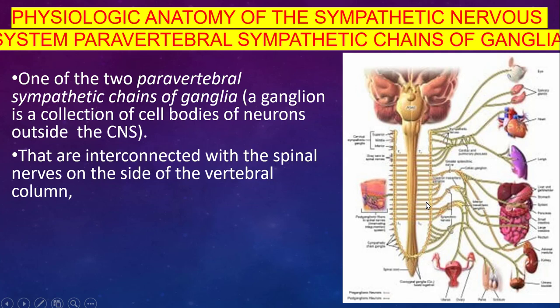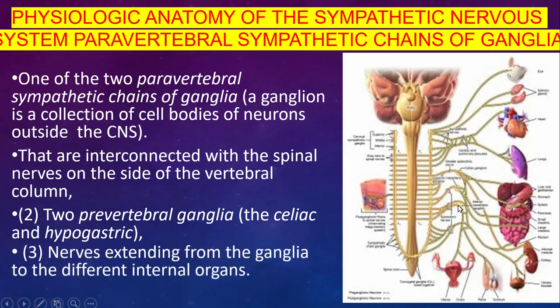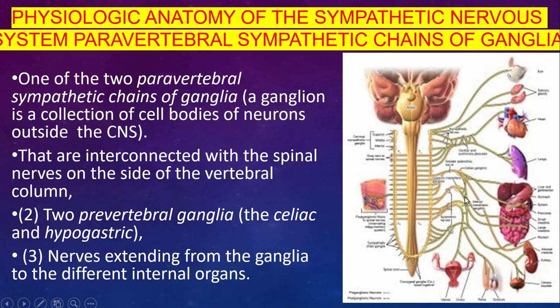The celiac and hypogastric ganglia are also part of the autonomic nervous system. One is the celiac and the other is the hypogastric ganglia. Neurons extend from the ganglia to different internal organs. Here in the autonomic nervous system, the preganglionic neuron ends in the sympathetic chain, and then from the sympathetic chain the postganglionic neuron originates and they then end in the organs. Organization of the sympathetic nervous system.